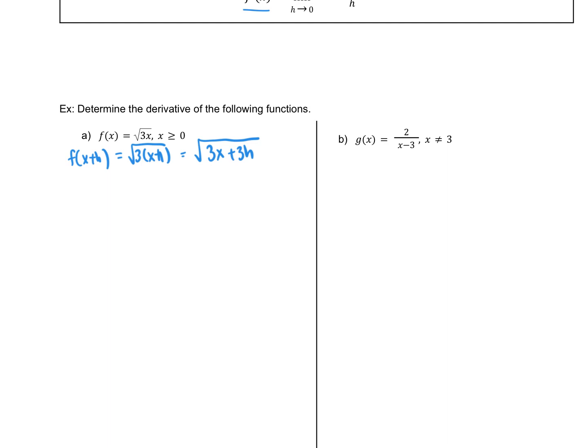So instead of me writing m for slope, I'm going to show that I am finding that derivative, that general slope of the tangent. So it's the limit as h approaches 0 of the square root of 3x plus 3h minus the square root of 3x all over h. And like normal, when we do see that radical, hopefully we're thinking about the conjugate. So I'm going to multiply the numerator and denominator by the square root of 3x plus 3h plus the square root of 3x.